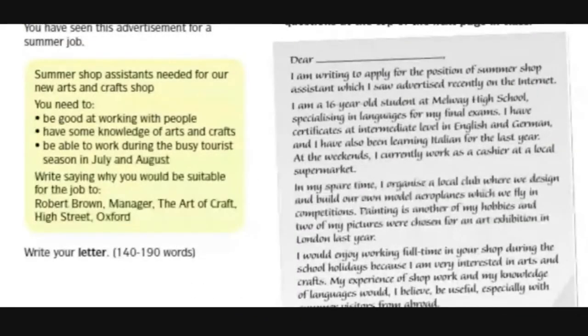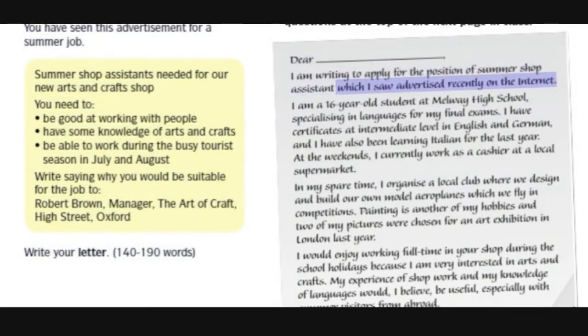Next one. So now let's start reading. I'm writing to apply for the position of, this is how you start the job application letter. State the purpose of your writing. I'm writing to apply for the position of, then what job you are applying for. Look at the advertisement, it's already mentioned there. Summer shop assistant. Assistant means helper, shop helper. So you are applying for the position of summer shop assistant. And you also have to mention where you saw this advertisement, which I saw advertised recently on the internet.